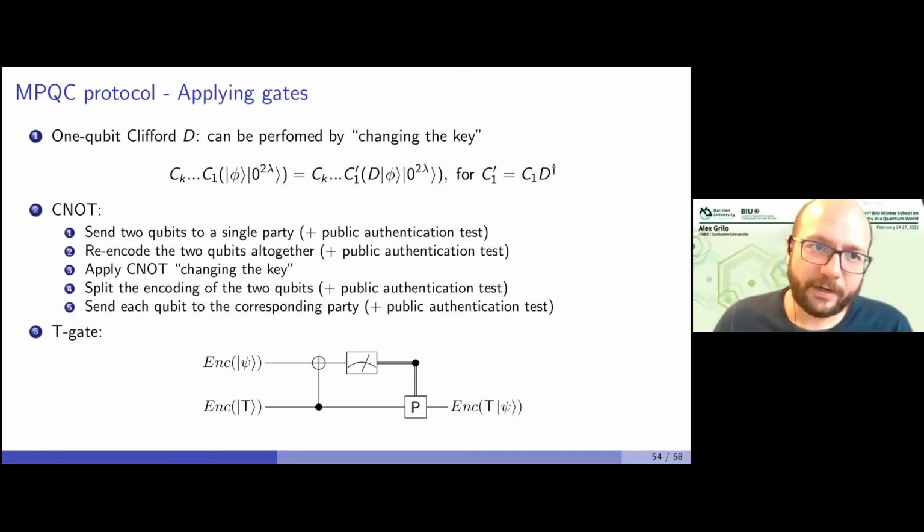Because you can think that instead of having the Clifford key C1 up to C_k, we just change the first key to be C1 prime in such a way that C1 prime is equal to C1 D dagger. Then when you decode this, you apply an extra D onto the value.